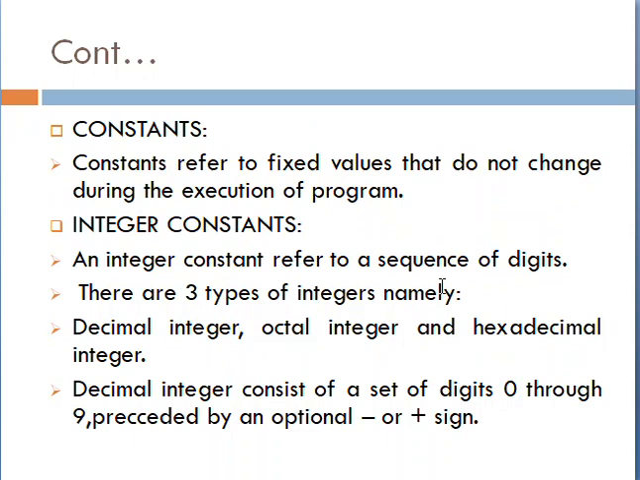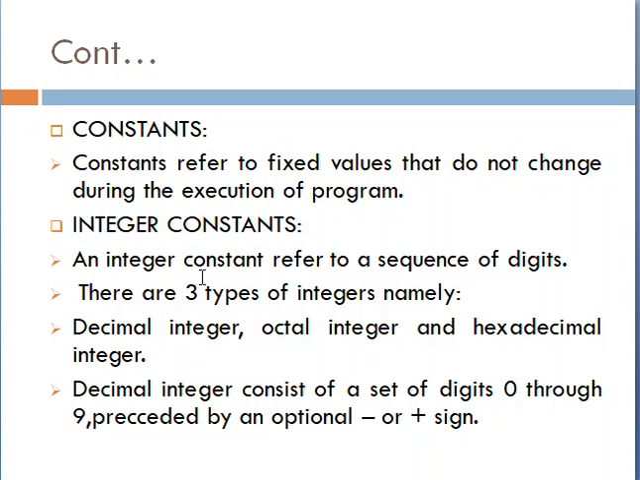Constants. As we know, what is a constant? A constant value cannot be changed at any time. For example, the pi value is a constant, 3.14. Here we divide the constants into integer constants, real constants, character constants, and string constants. So we will see all the constants one by one. Number one is the integer constant.